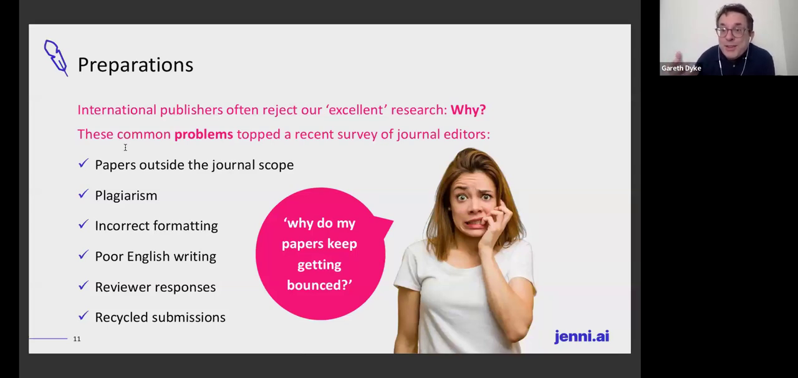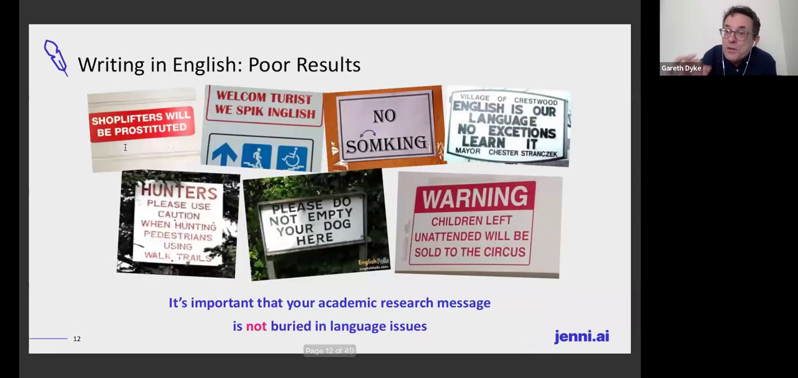International publishers reject a lot of submissions. And here's a list of common problems as to why: outside of the scope, plagiarism, incorrect formatting, poor English writing. Well, we're here to solve that problem for you today. Reviewer responses and recycled submissions. But message, journal selection, and thinking about your structure before you get going is critical.